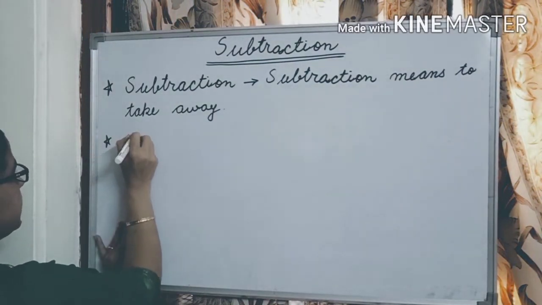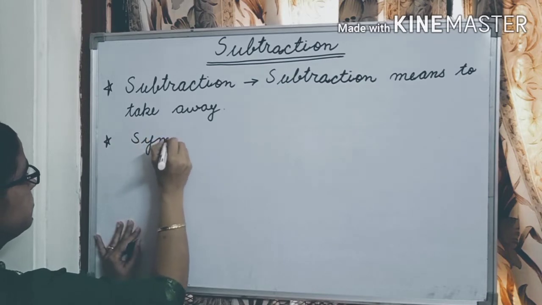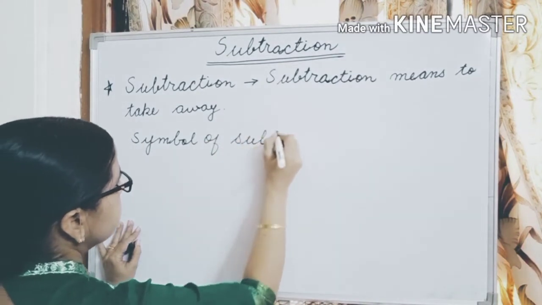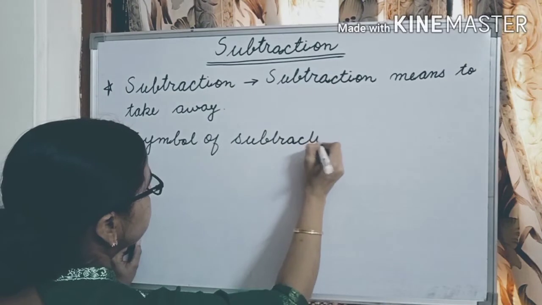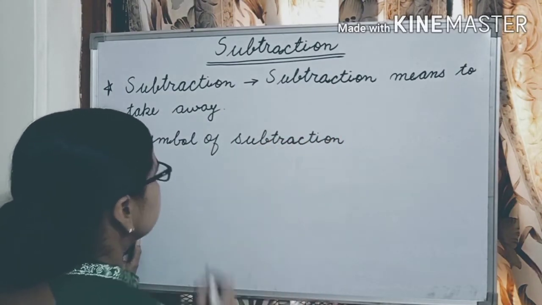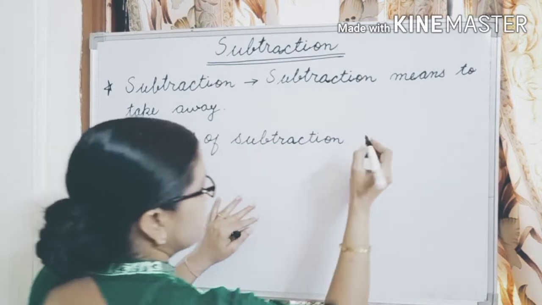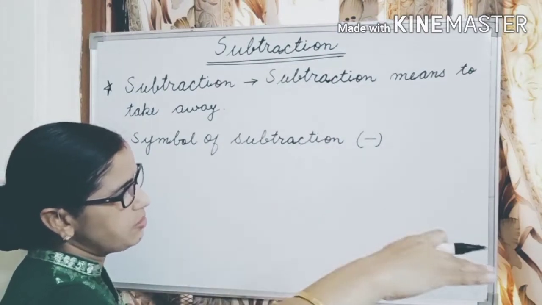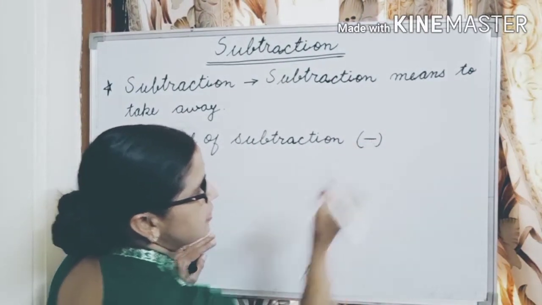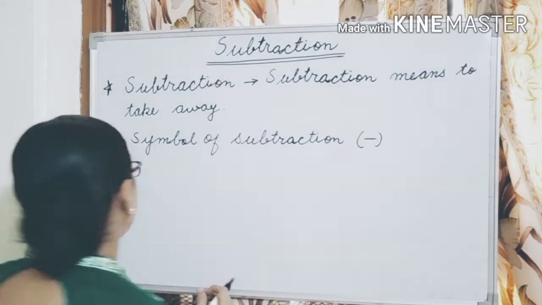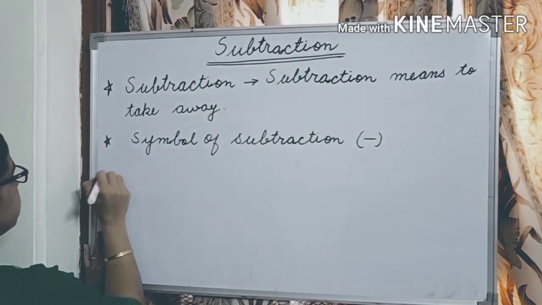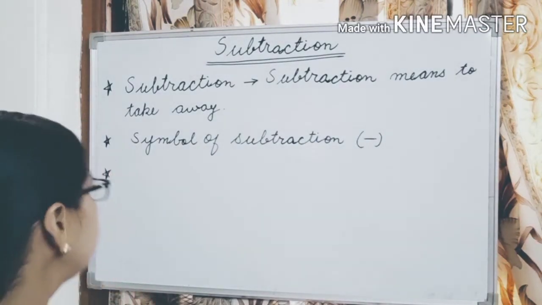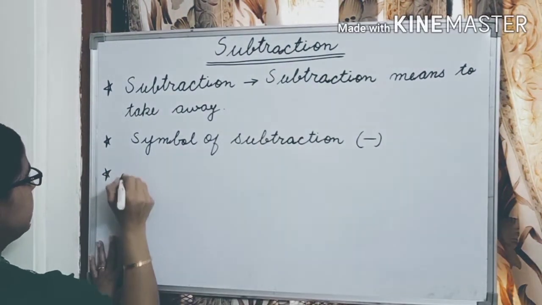Symbol of subtraction. This is the symbol. One sleeping line, you can say this is the symbol of subtraction. Subtraction means to take away. Now the question comes: how will we take away? For this, I will tell you one example.